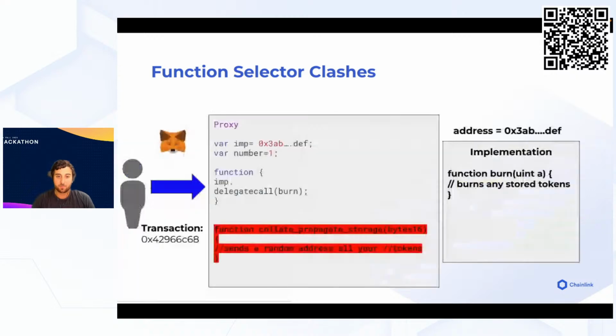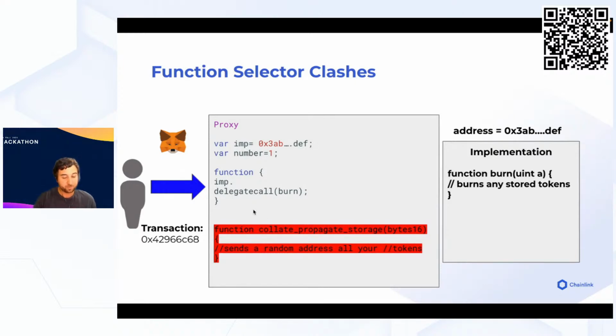So let's see. So let's look at this example where this could happen, right? Let's just kind of get an idea. The user sends their transaction, and they're calling function 42966C68, right? Which is this collate_propagate_storage on the proxy, right? But it also matches with the function burn, right? So saying, okay, burn isn't actually on our proxy contract, so there shouldn't be a clash, right?